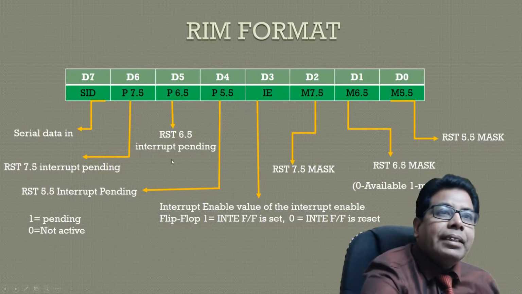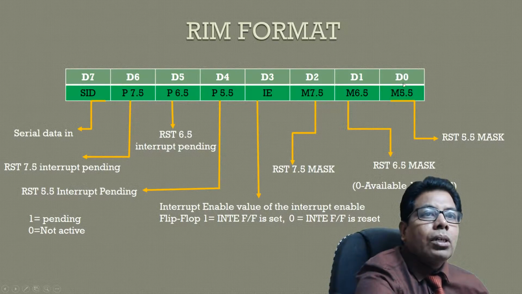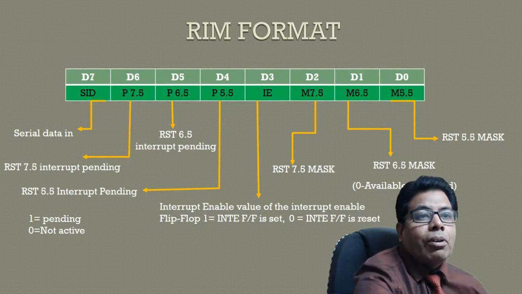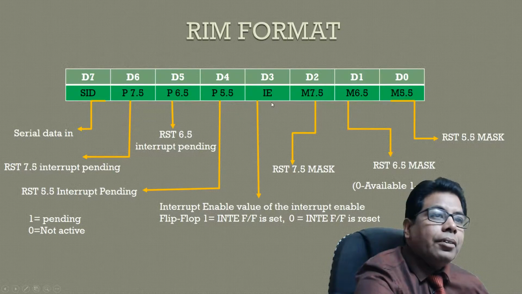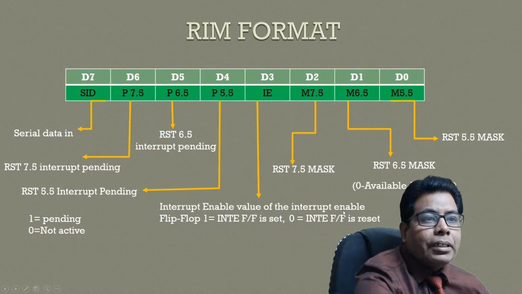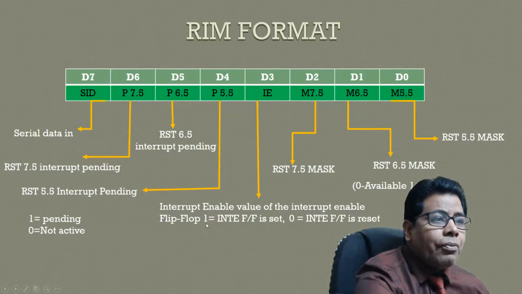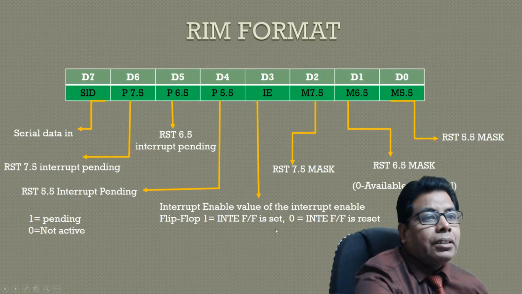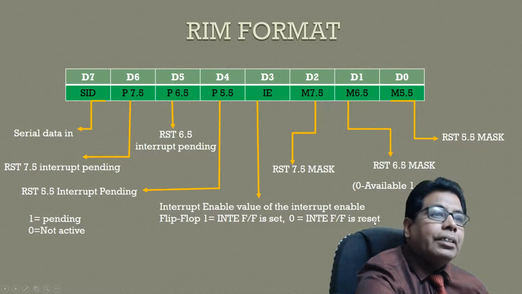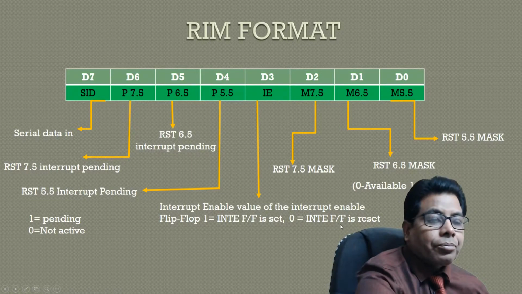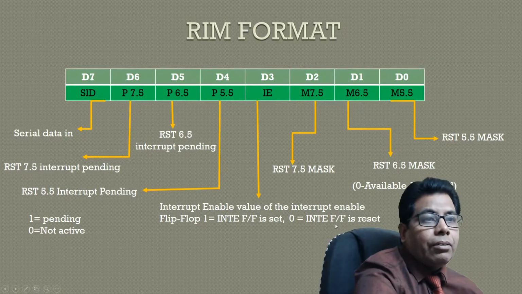Now again the bits D0, D1 and D2 are for the RST mask bits. If they are 1, that means the interrupt is masked. If it is 0, that means the interrupt is not masked, it is available for use. Then this IE bit D3, that is interrupt enable, is the value of the interrupt enable flip-flop. If it is 1, then the INT flip-flop is set. If it is 0, the INT flip-flop is reset. So it just gives the status of the INT flip-flop.